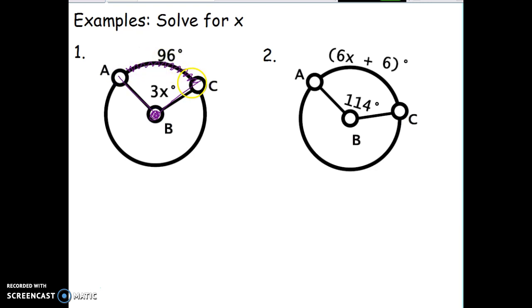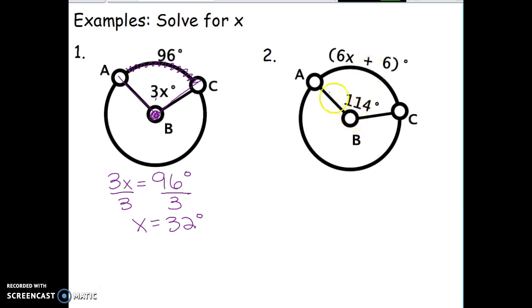So if this arc is 96 degrees, then what that means is that this angle is also 96 degrees. So if we're trying to solve for x, all we have to do is say 3x is equal to 96, solve for x, which means divide by 3, and so x is equal to 32 degrees.